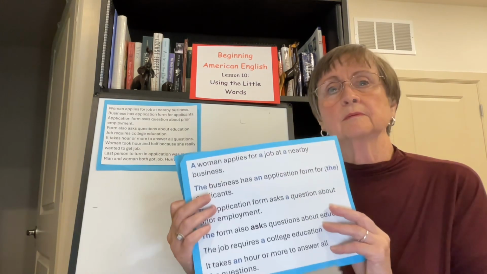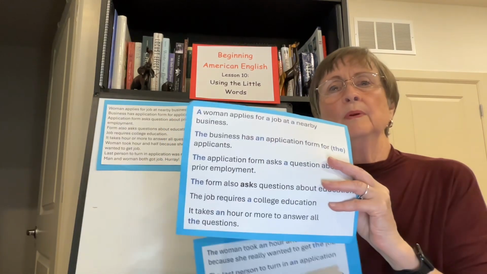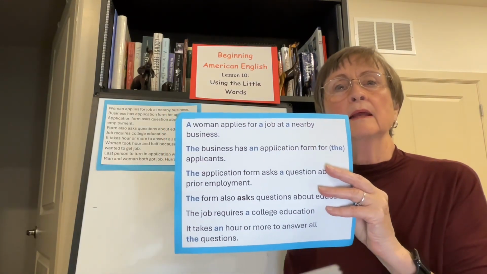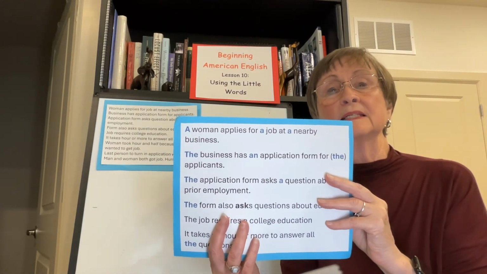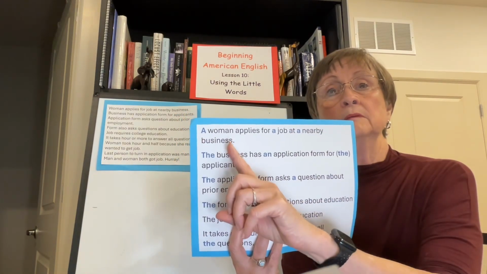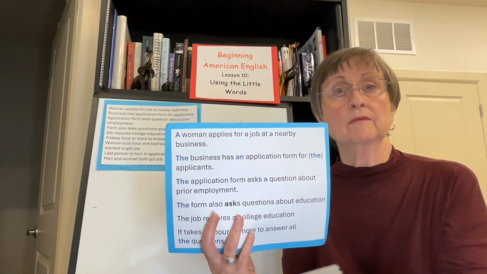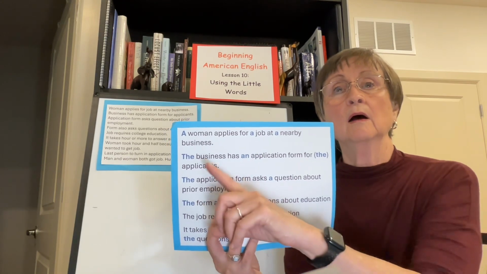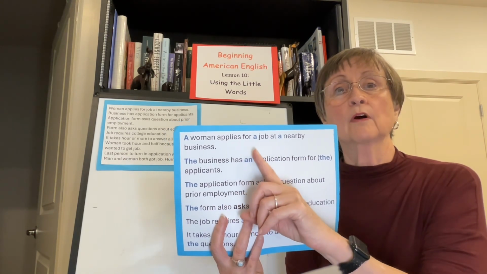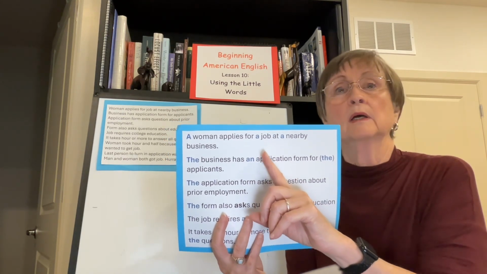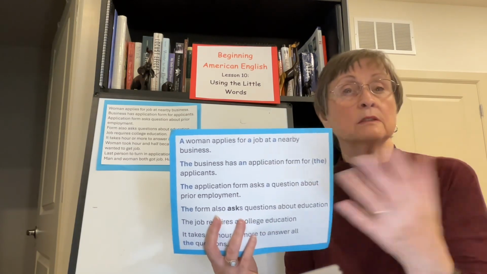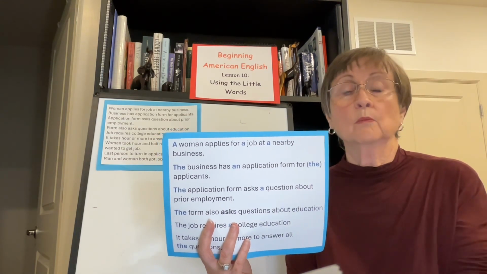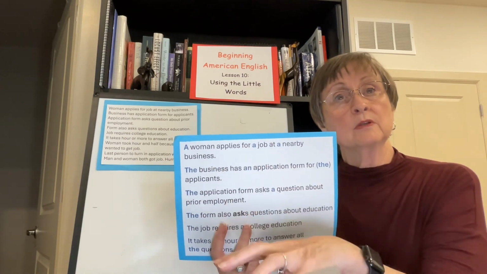The corrections. A woman applies for a job at a nearby business. A woman, because it's the first time I've even met her, I don't know anything about her. A woman applies for a job, we don't know what job, at a nearby business. Doesn't matter which business, somewhere around here. Now I'm focusing on the business.